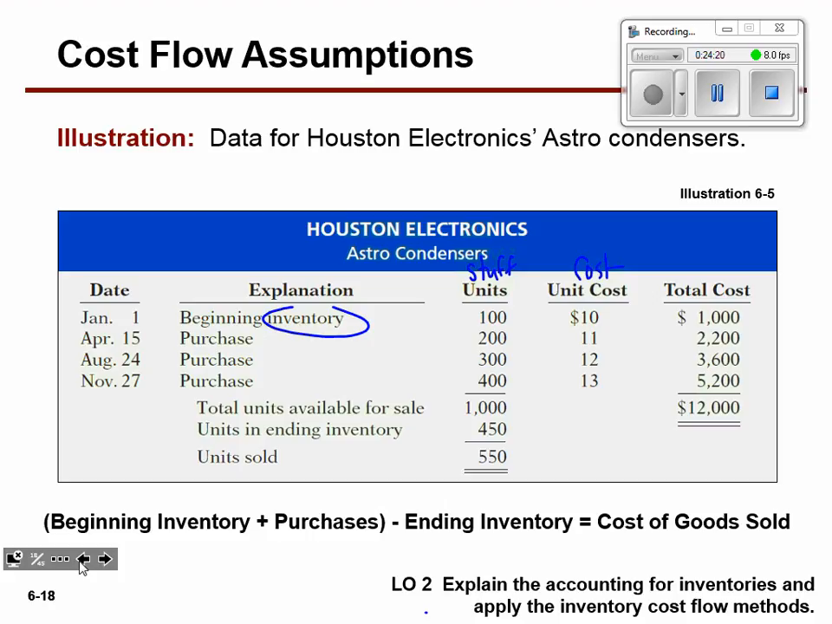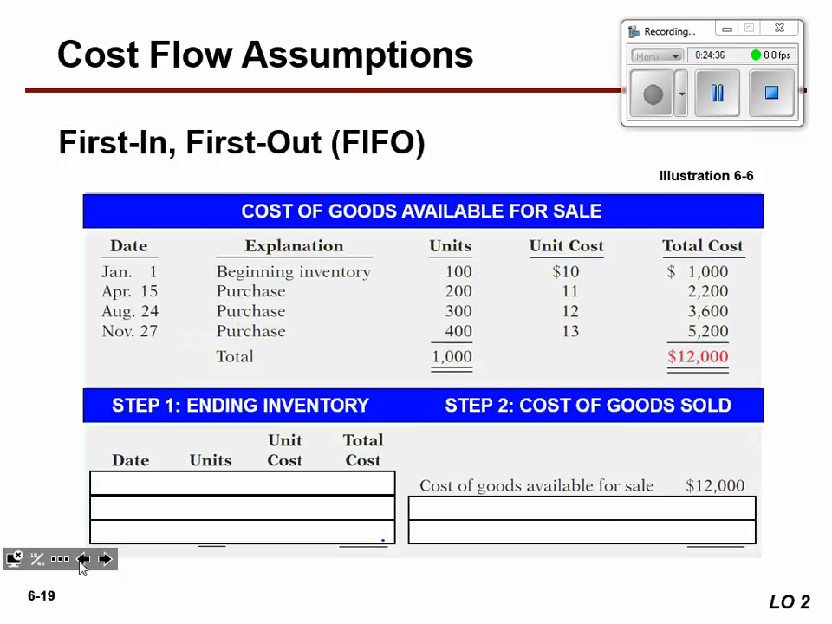We need to figure out the stuff that's here and the stuff that's gone. And so we're kind of working backwards to try to figure out our cost of goods sold. I am going to go to the slide that you have. This is the same thing that I just wrote on a little bit.